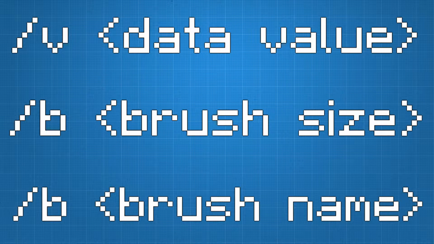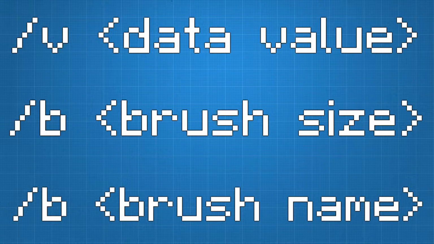The next command is the brush command. /b is used to both set the size of the brush you would like to use, as well as the brush you would like to use. For instance, if you wanted to use a ball brush with a radius of 3, you would first type /b space 3, and then follow that command up by typing /b space ball.